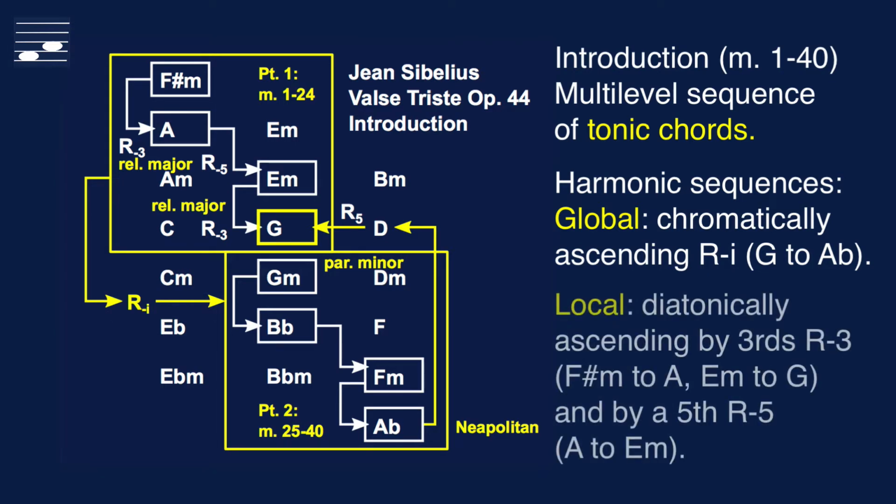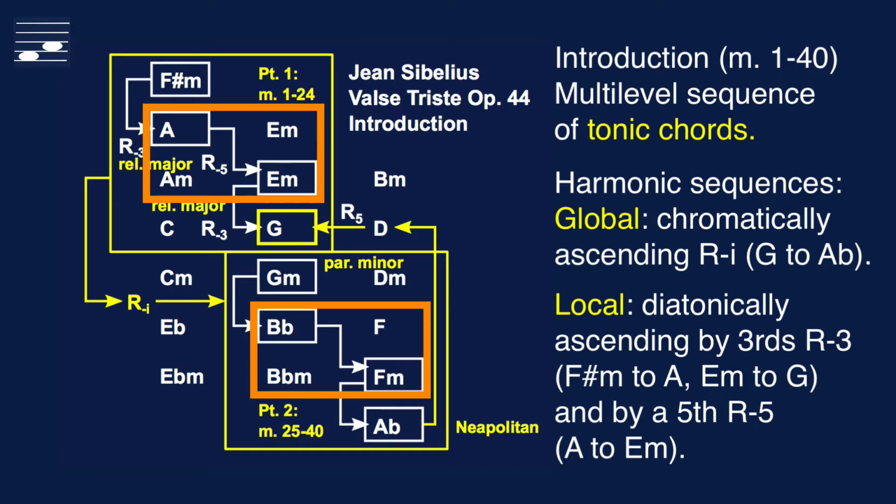At the local level we find four pairs of diatonically related keys. Through a root movement of an ascending minor third, we change from a minor to the relative major key, as can be seen in pairs such as F sharp minor to A major, E minor to G major, etc. This pattern is copied in the second half of the introduction.